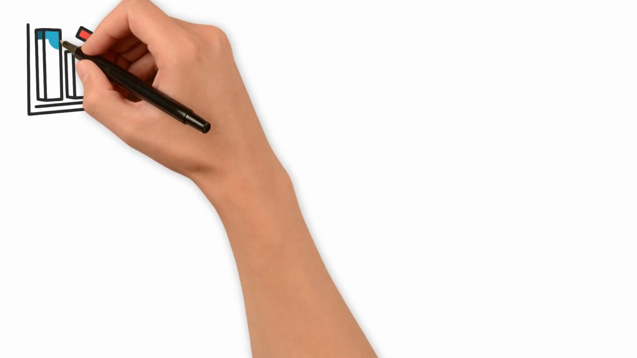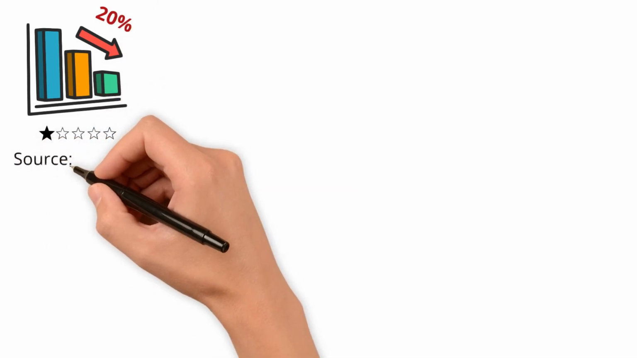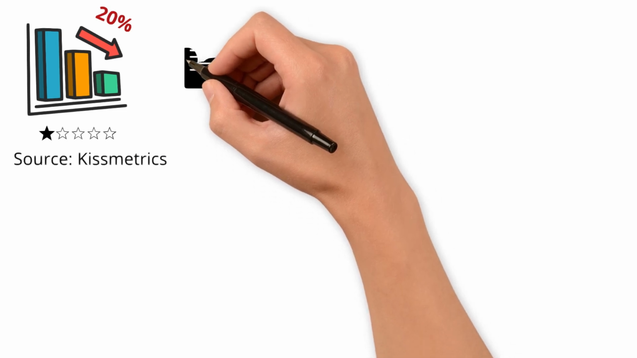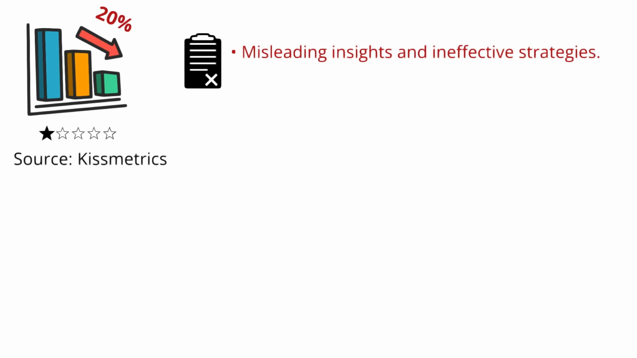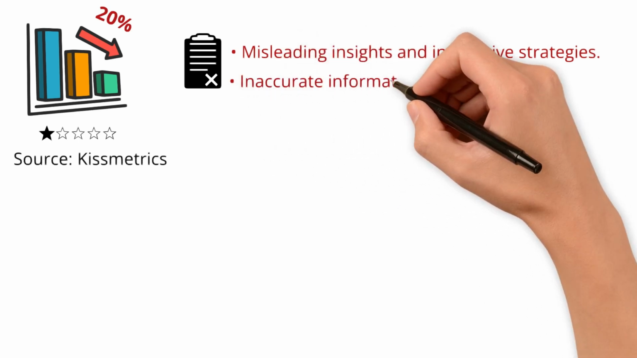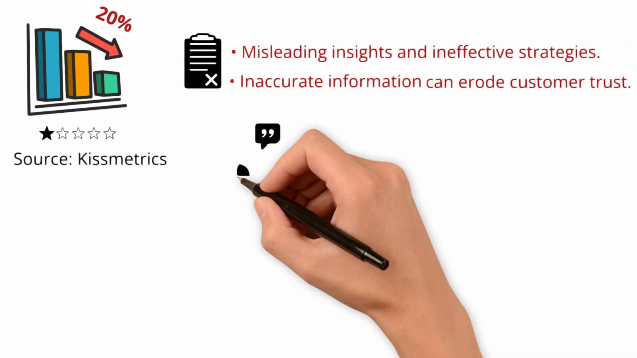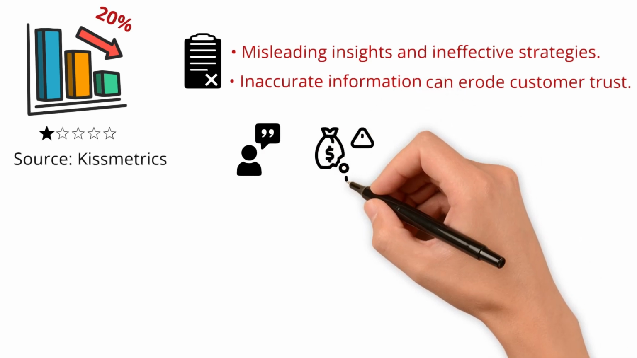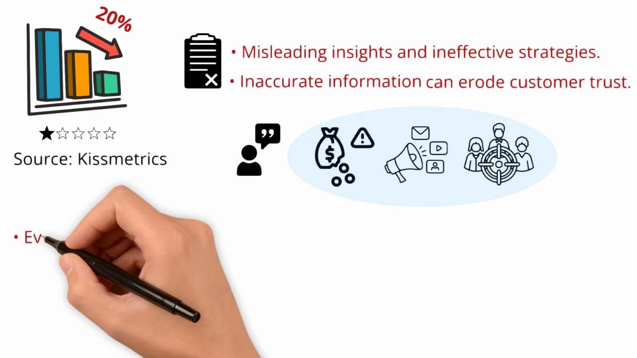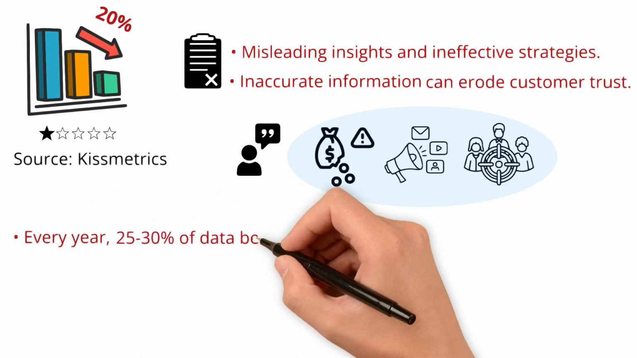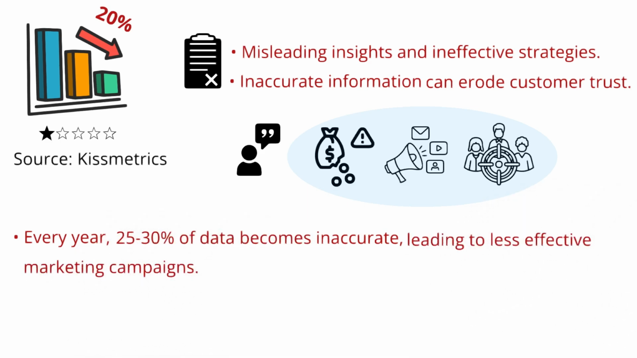Businesses lose as much as 20% of revenue due to poor data quality. So poor data quality can lead to misleading insights and ineffective strategies. Furthermore, inaccurate information can erode customer trust. Like I quoted before, imagine spending money on marketing campaigns targeting the wrong audience. Every year, 25 to 30% of data becomes inaccurate, leading to less effective marketing campaigns.